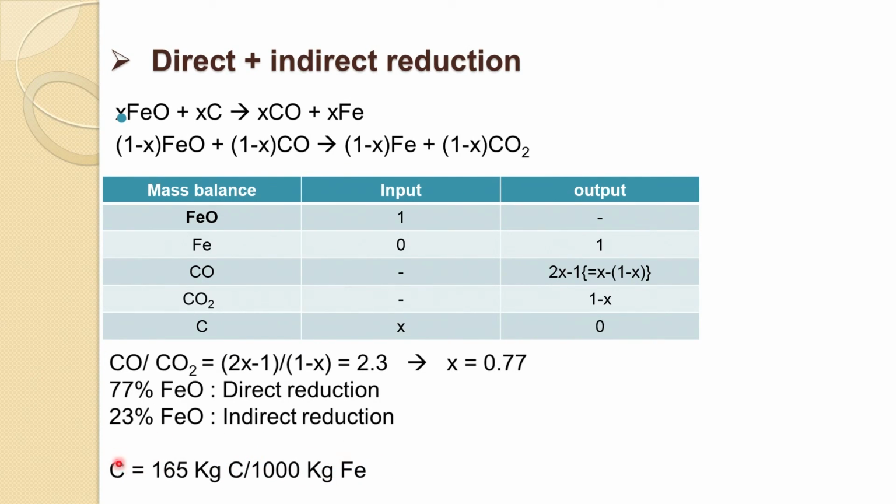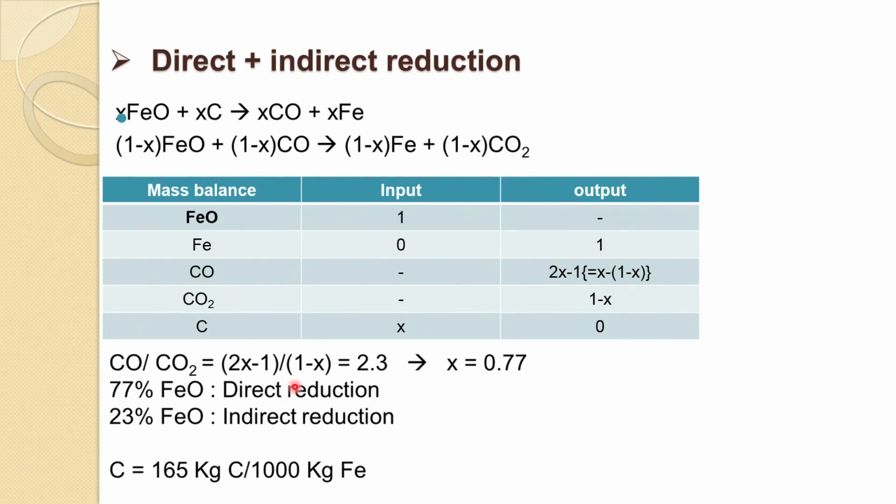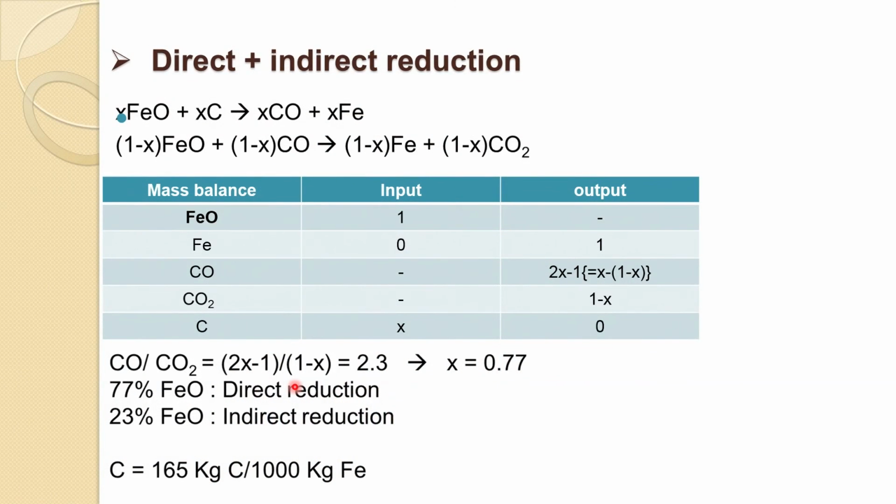But how to achieve this? This is a challenge in the blast furnace. How can you control that 77% should be FeO reduced by direct reduction, and 23% should be by indirect reduction? But one can play around with this figure and can certainly achieve a good saving in the coke consumption. If you look at the modern blast furnace becoming larger and larger, they are trying to reduce the coke consumption playing with this sort of figure.